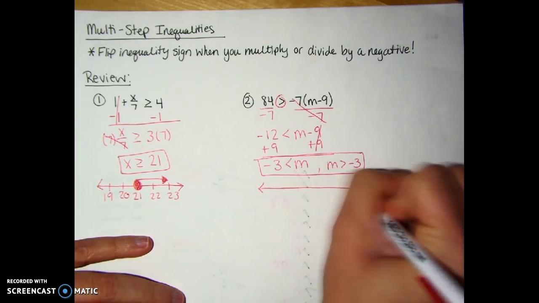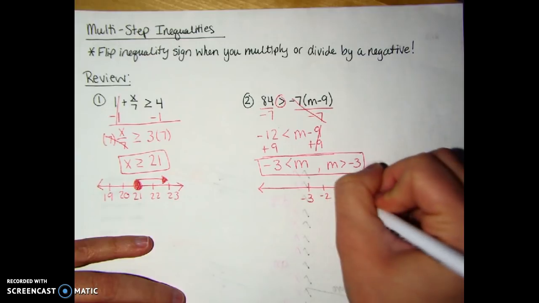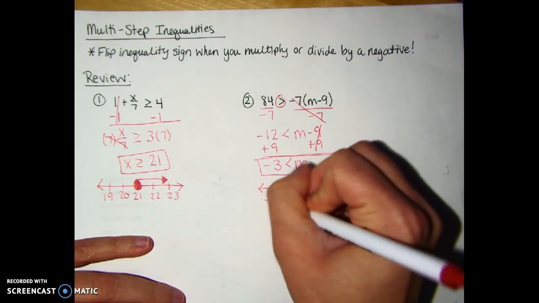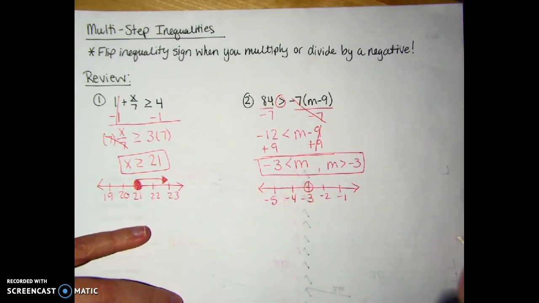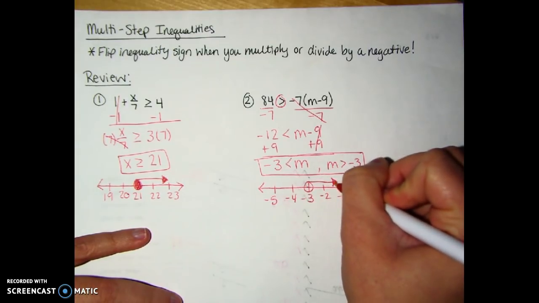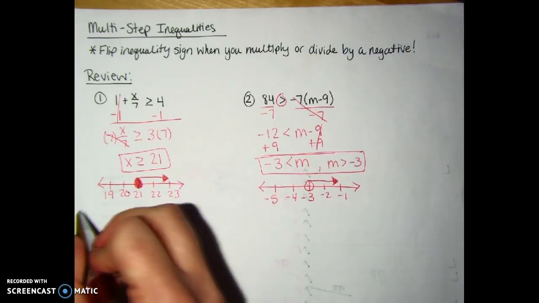Now I'm going to graph it. On these negatives, the numbers are kind of backwards, so make sure you have them in the right order. It's going to be an open circle at -3, and is it going to go to the left or to the right? This one is also going to the right. Okay, so hopefully you did okay on those. Now let's start some multi-step inequalities.